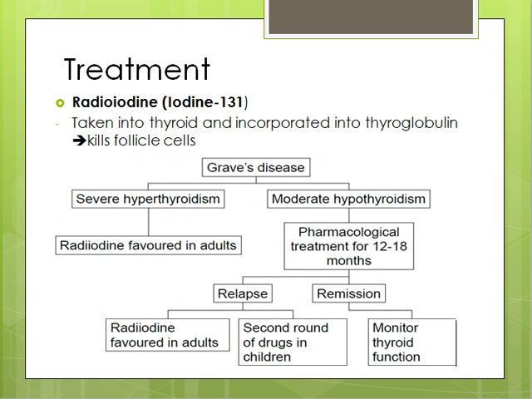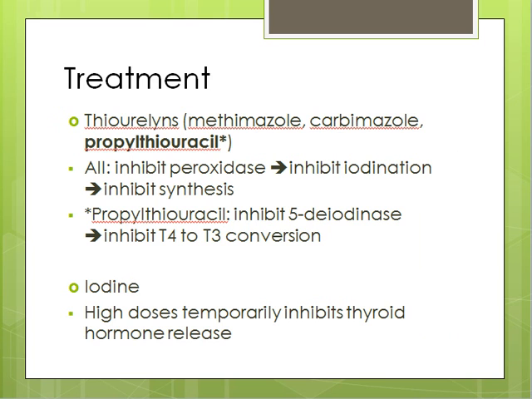So let's talk about radioiodine. Radioiodine is taken up by the thyroid gland and incorporated into thyroglobulin. Now, as you probably know, radioiodine is radioactive, which means that it emits beta particles that kill the follicle cells within the thyroid gland. Now, this is a pretty radical treatment, and as such, it is only used in severe cases of hyperthyroidism and in some cases of relapse. More often, however, we use this class of drugs known as thioureas.